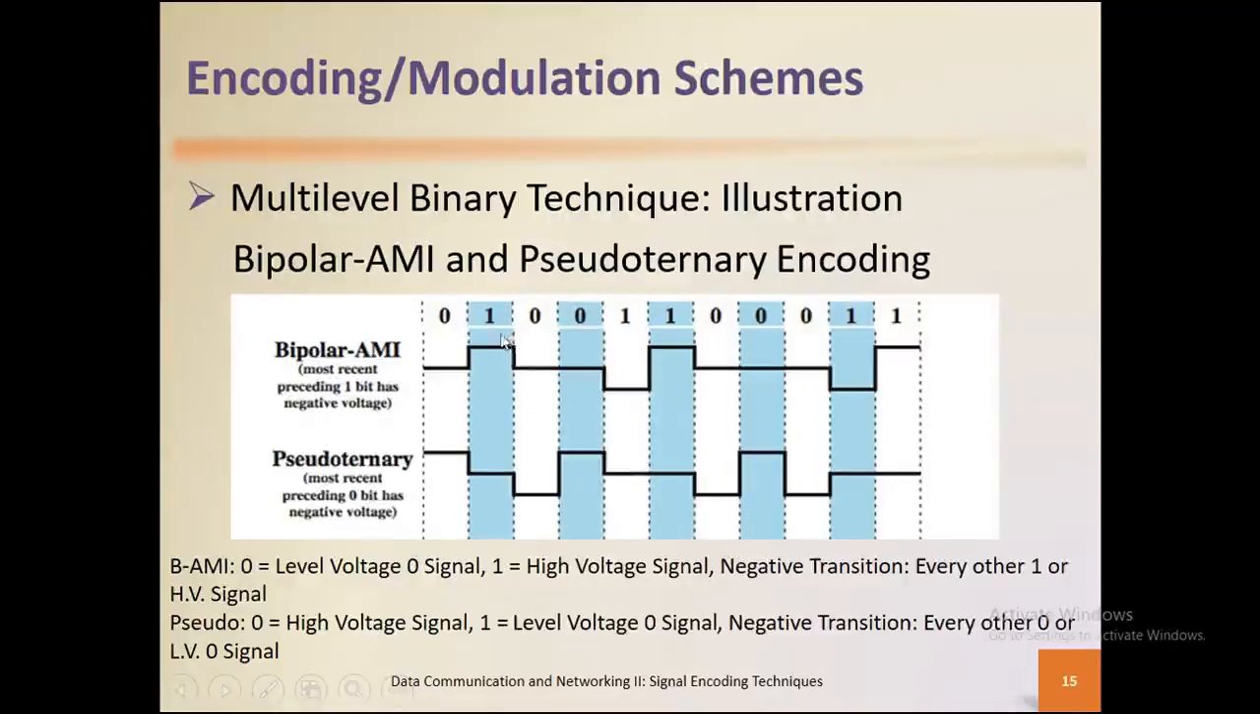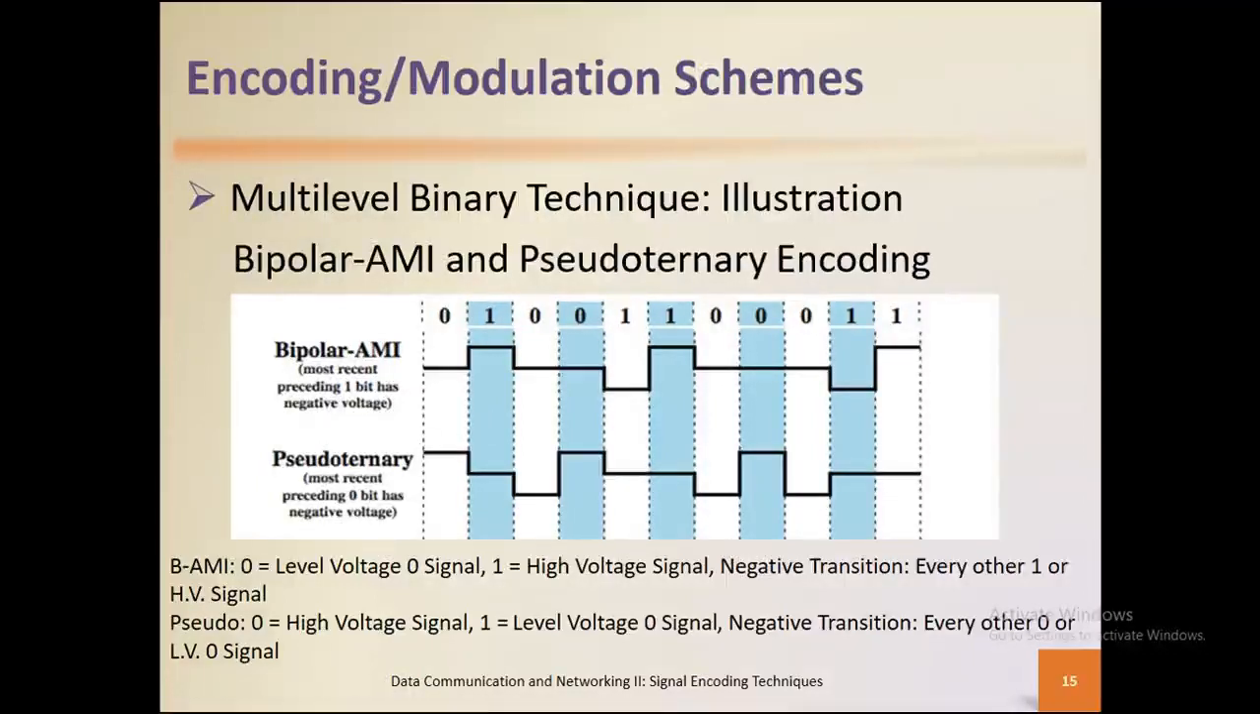Since we already had a high voltage bit for one, the next one should have the alternate voltage level, which is negative, and then positive. The 0 would always be level. And then the next one, since the previous voltage pulse was positive, the next one has to be a negative. The next one has to be a positive. So a negative and a positive. Very good.